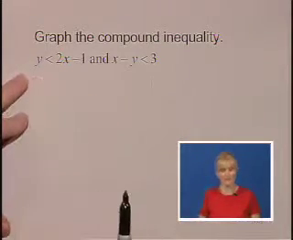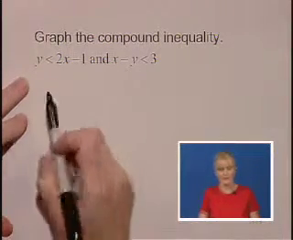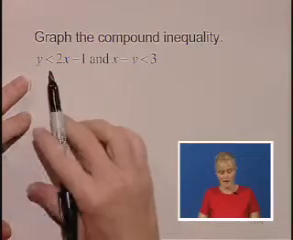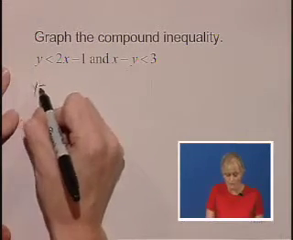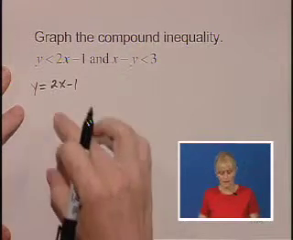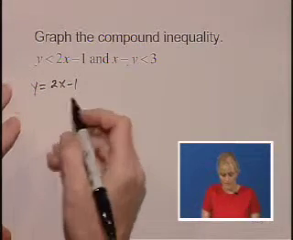We're going to start with the left-hand side, and we're going to generate a boundary line for our inequality. It's going to be a dashed boundary line because the inequality symbol does not contain the equal symbol. So we're going to graph this as y equals 2x minus 1. We're going to generate a couple of ordered pairs so that we can graph this on our graph.